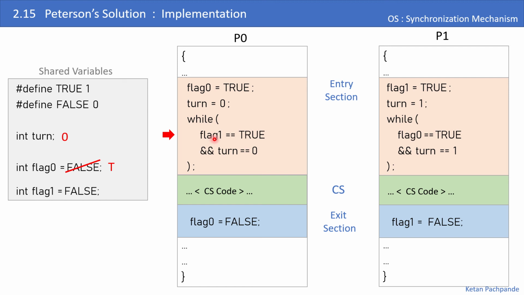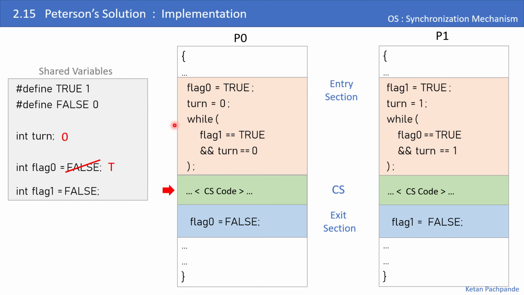Let's go ahead. While flag 1 is equal to true, what is the condition? Let's evaluate. What is flag 1's current value? False. False is equal to true. The condition is false, and the program counter will go ahead. It doesn't matter what this other condition is, because the first condition is false. There is an AND operator here, and that's how this while loop is not going to jump again to the first statement. It will simply enter into the critical section.